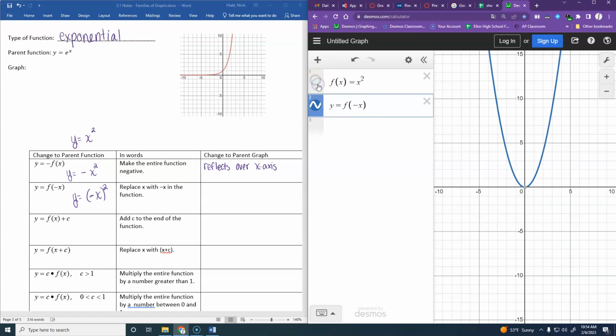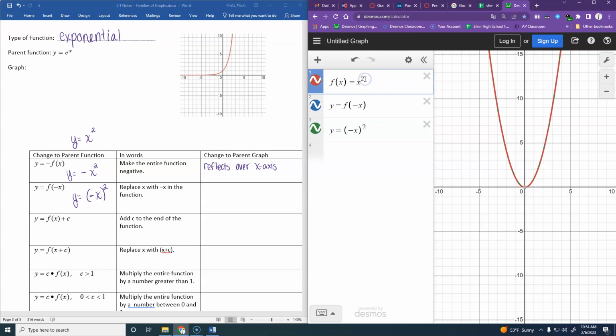Uh-oh. There's my red graph. There's my blue graph. It didn't do anything. But I feel like Ms. Hyatt would not have listed this here if it didn't do something. So it should be doing it right, but if I want to type it in this way instead, negative x squared, still same thing. Okay, so what's happening is it is doing something to the graph. But because of what this graph looks like, we can't tell what it's done.